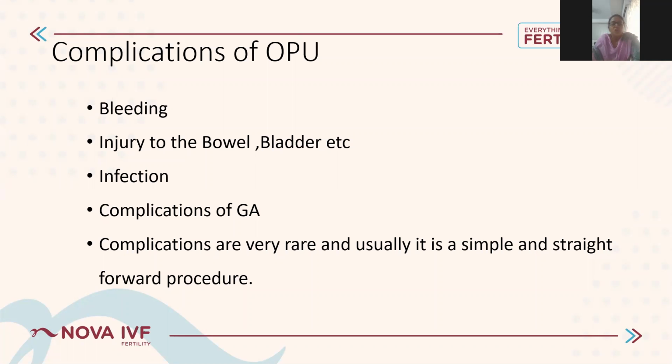So what are the complications of ovum pickup? Ovum pickup is usually a very simple and straightforward procedure. Usually we don't encounter any complications in this procedure. Sometimes, very rarely, there might be bleeding or injury to the bowel or bladder, or infection or complications of general anesthesia. But usually it doesn't happen because we do a workup of the patient properly before stimulating the ovaries.